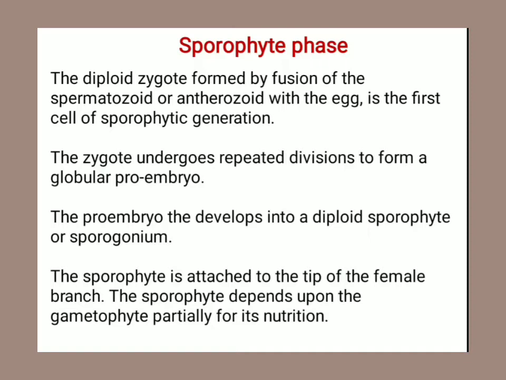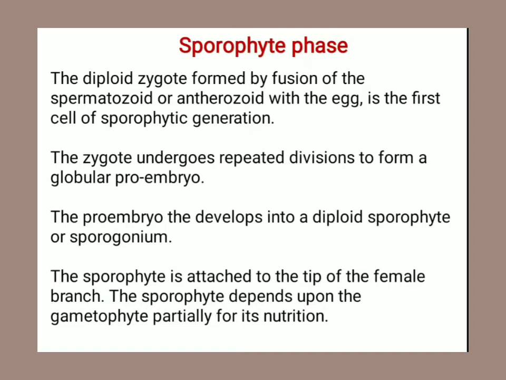gametophyte phase. After the gametophyte phase, this diploid zygote further develops into the spore bearing structure, which is known as the capsule. In this spore bearing structure the spores develop, and further the spores germinate, and this phase is known as the sporophytic phase. So let's start the sporophytic phase of Funaria.